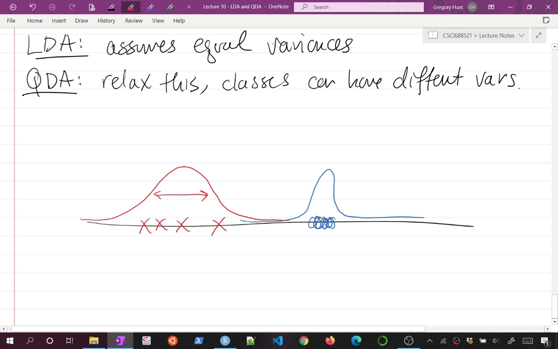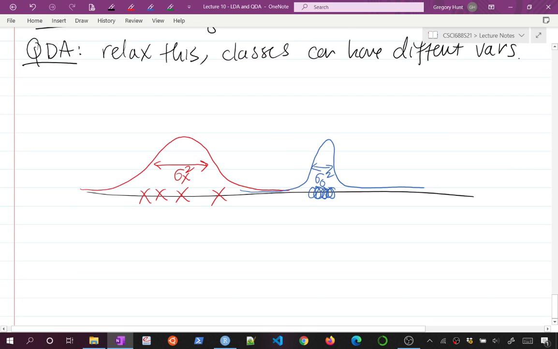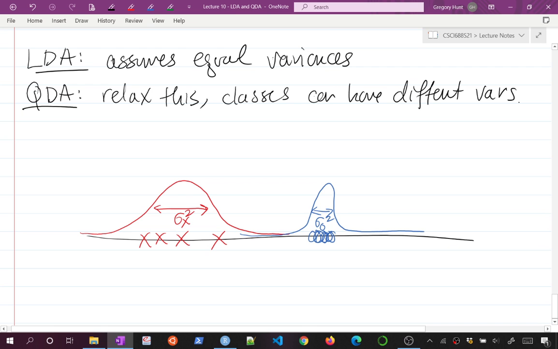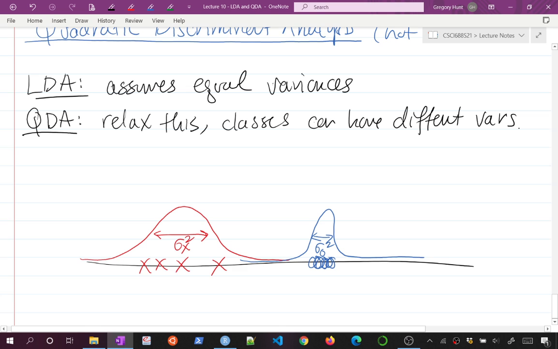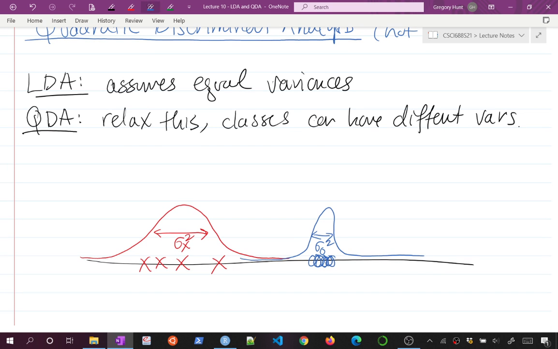So I'll have sigma x squared for my x's, and I'll have a sigma circle squared for my circles. And so it is a more relaxed assumption, relaxed model. It's more flexible. And so for LDA, we had to estimate, otherwise it's pretty much the same, is what I want to say.